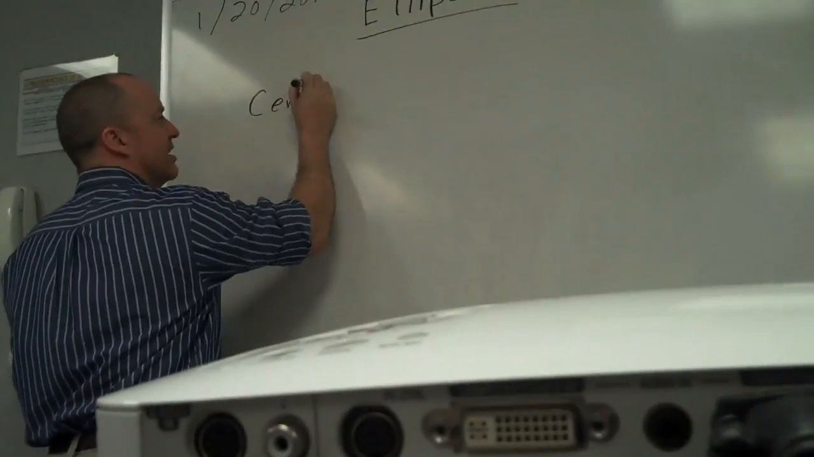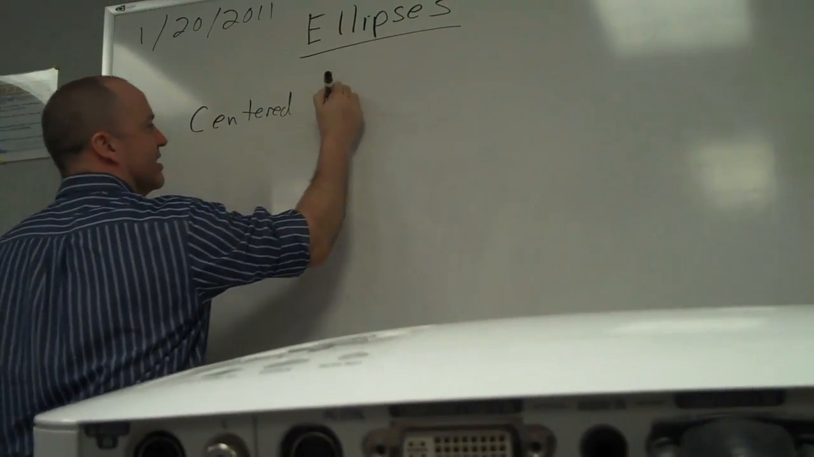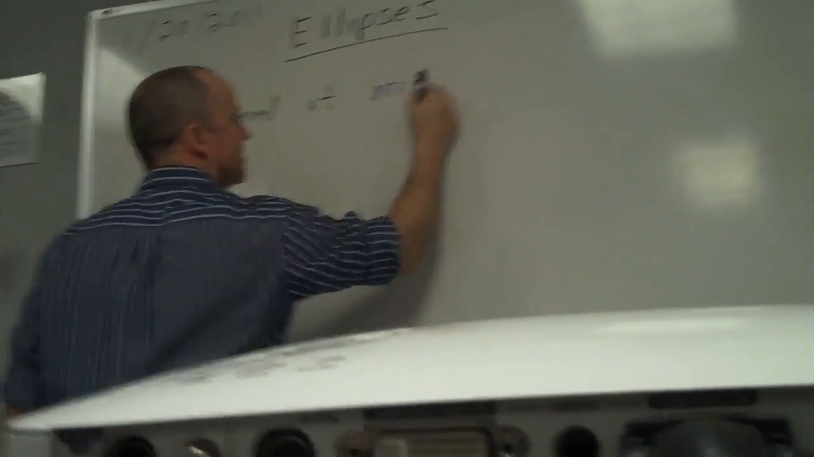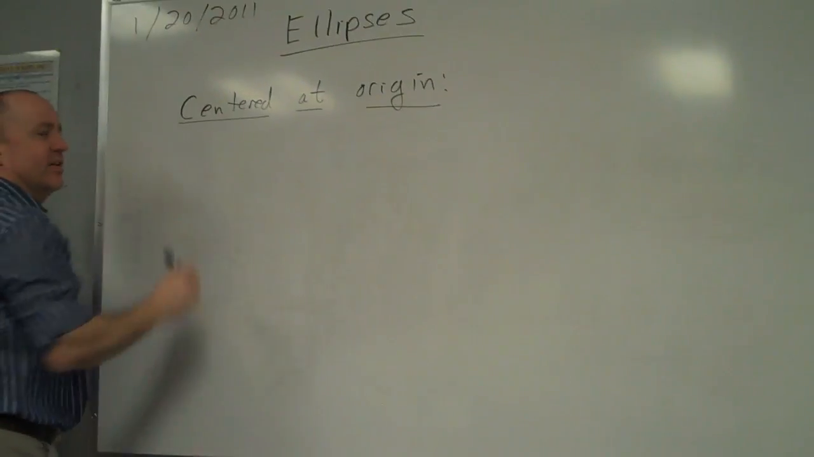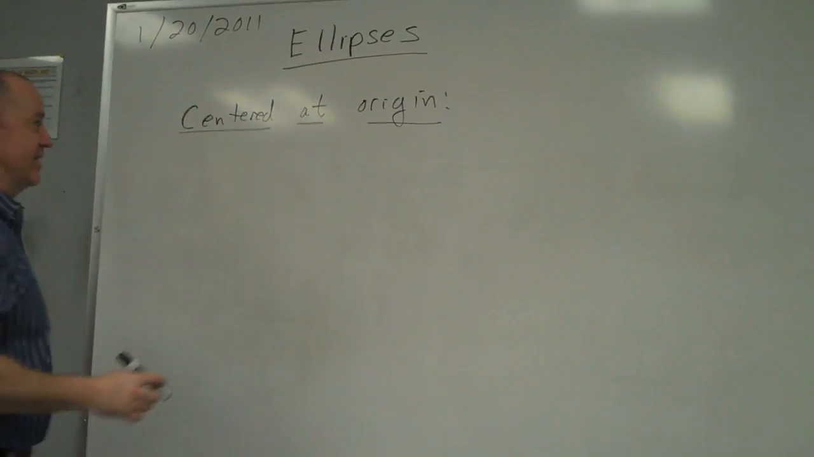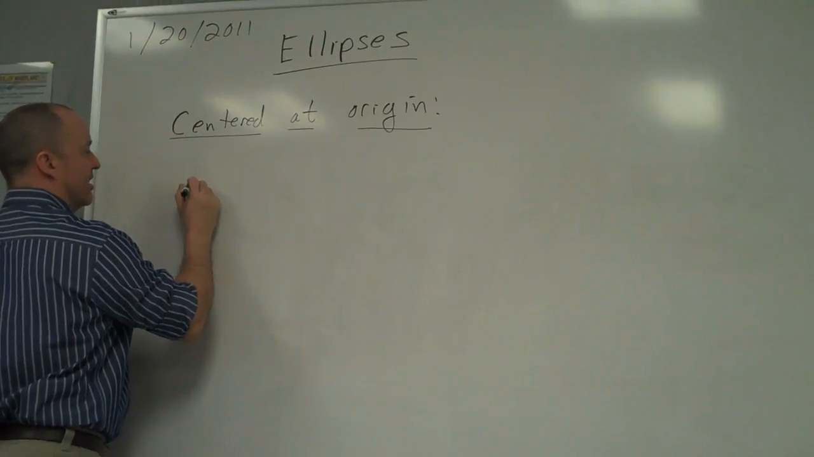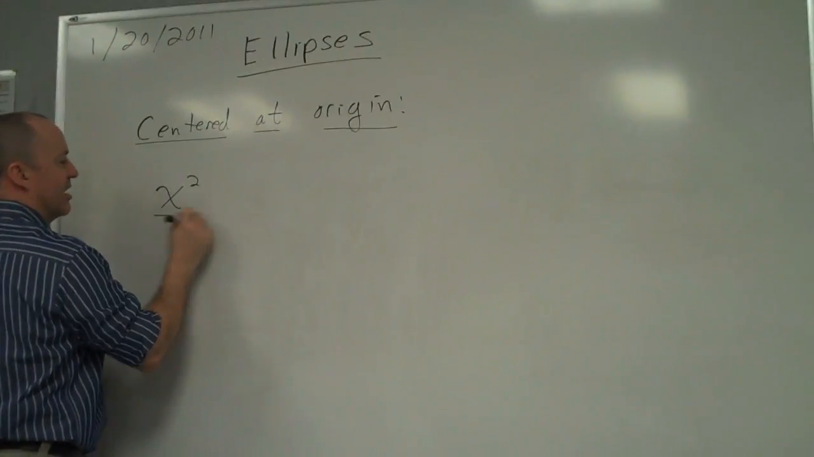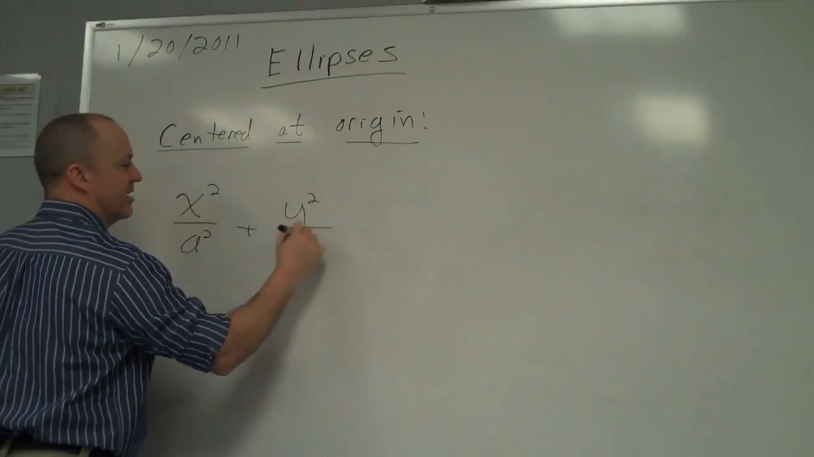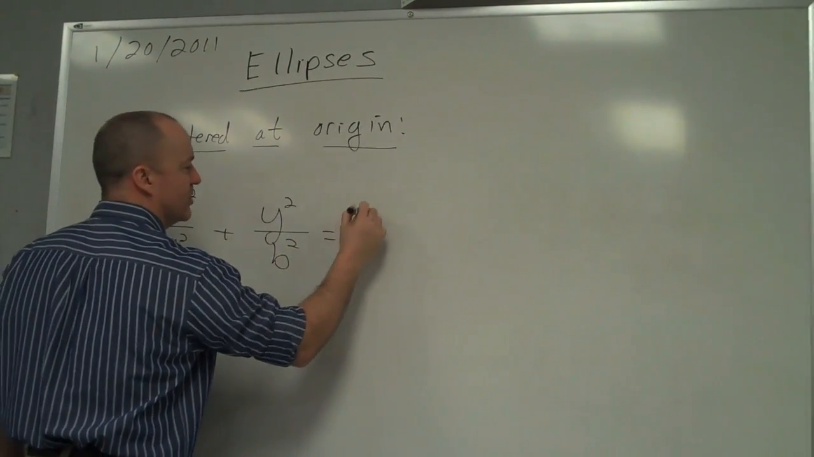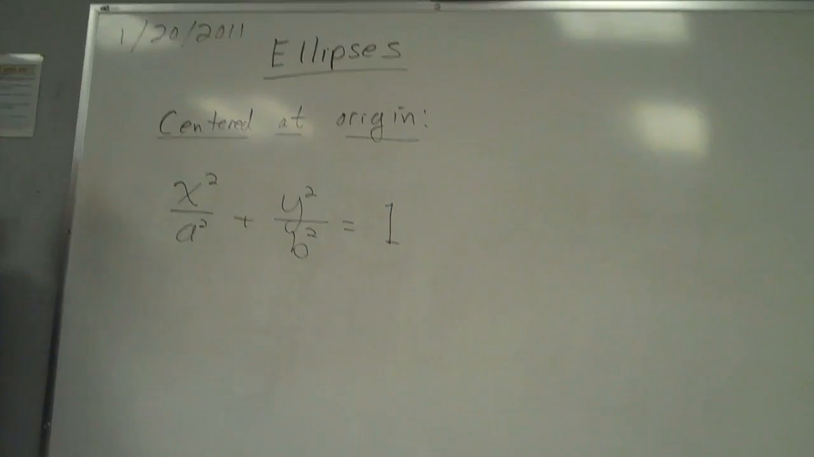If an ellipse is centered at the origin, then x squared over a squared plus y squared over b squared equals 1 will graph that ellipse.